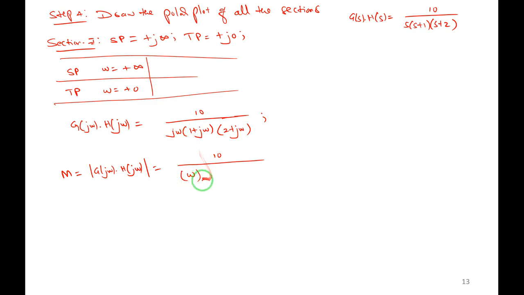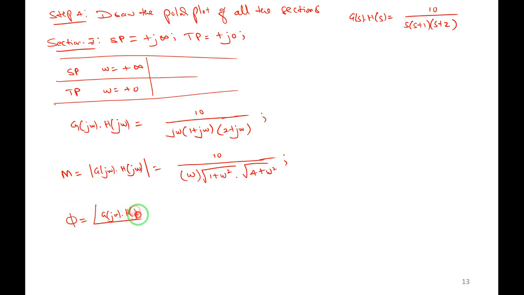Next, under root of 1 square plus omega square. Next, under root of 2 square is 4 plus omega square as it is. So this is the magnitude equation. Next, get the phase equation, angle of G of j omega. You know how to calculate magnitude and phase, so I am not stressing much.